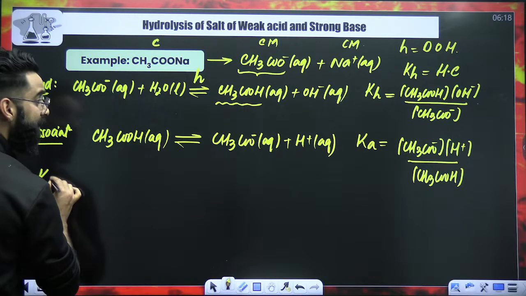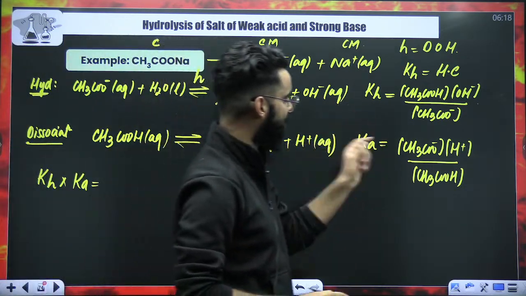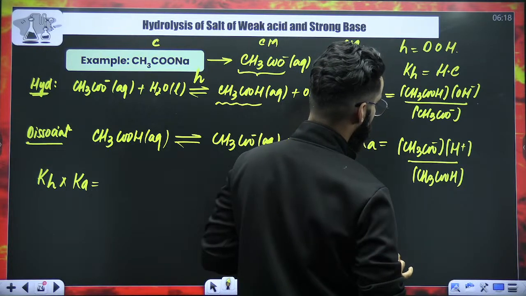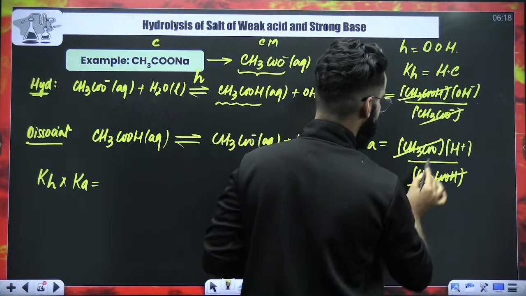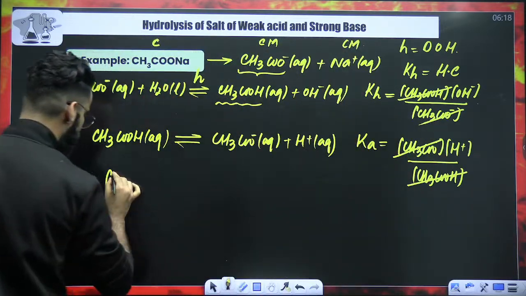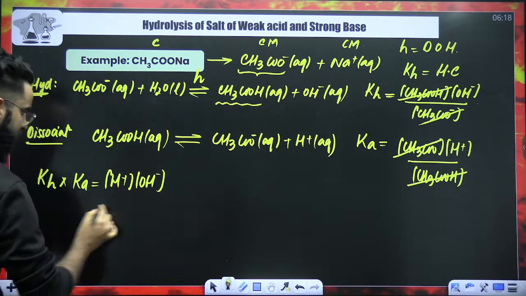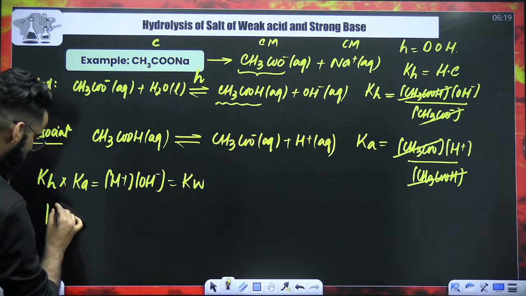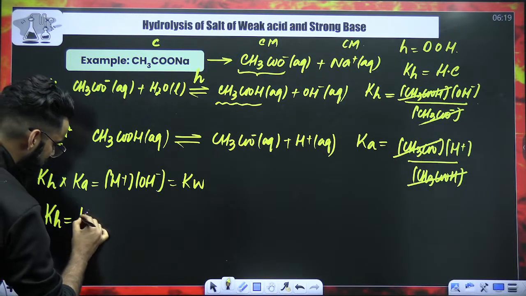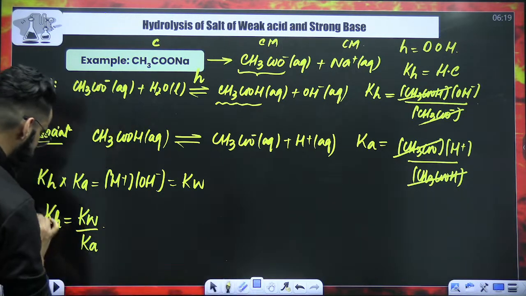If I multiply KH with Ka, what all things will get cancelled out? CH3COO negative gets cancelled. So I'll be left with only the H positive concentration multiplied by the OH negative concentration. And you already know that the H positive concentration multiplied by the OH negative concentration is basically Kw. So I'm getting one result: KH is equal to Kw divided by Ka. This is the first question which is asked.